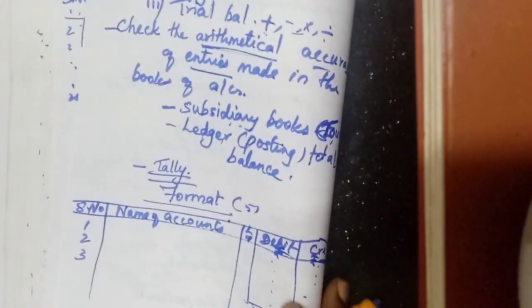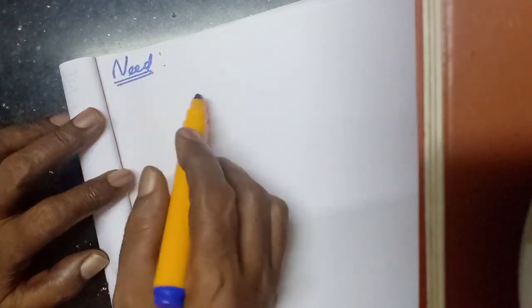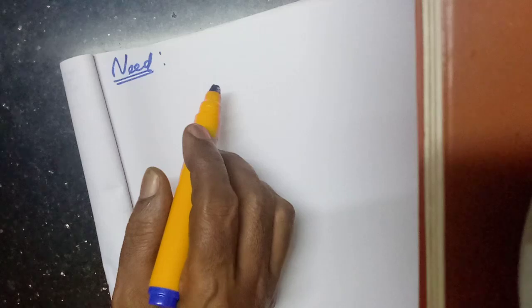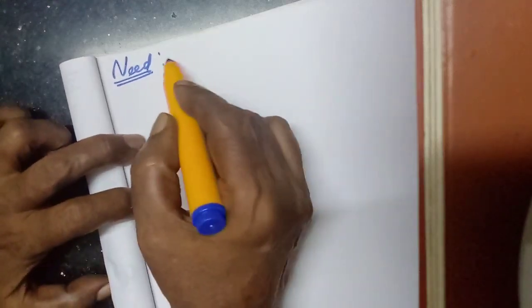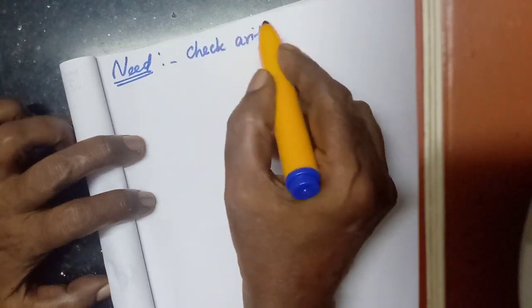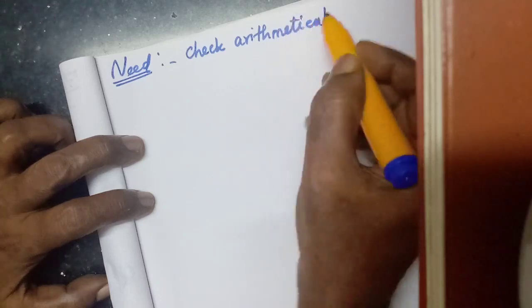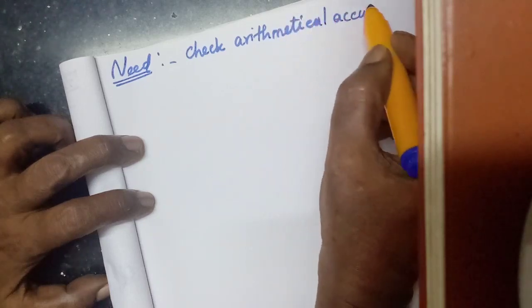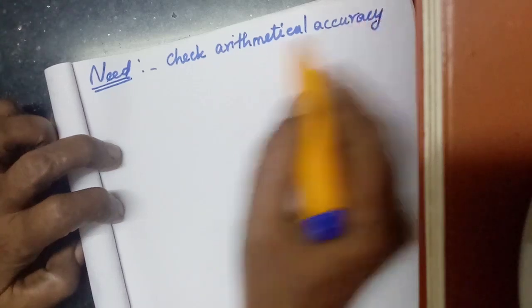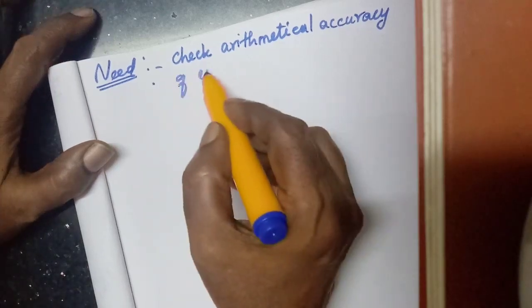Okay, now we will see the need. What is the purpose? Why do we need to prepare it? So the main aim is to check the arithmetical accuracy. That is the main need, the purpose. To check the arithmetical accuracy of entries made in the books of accounts.